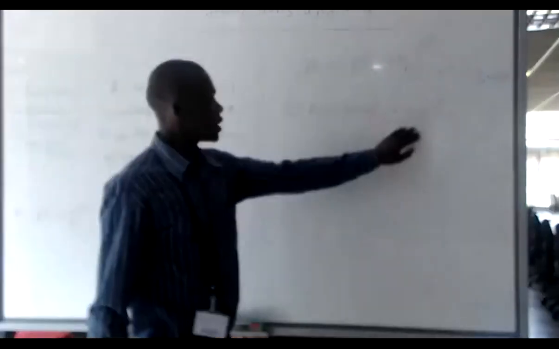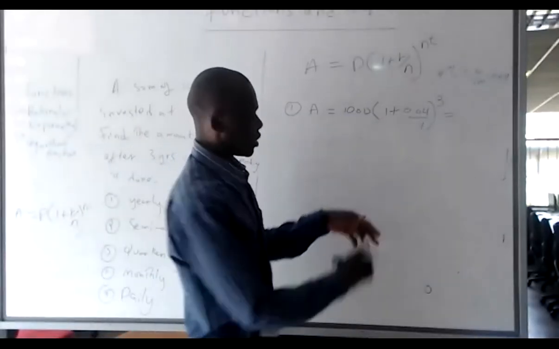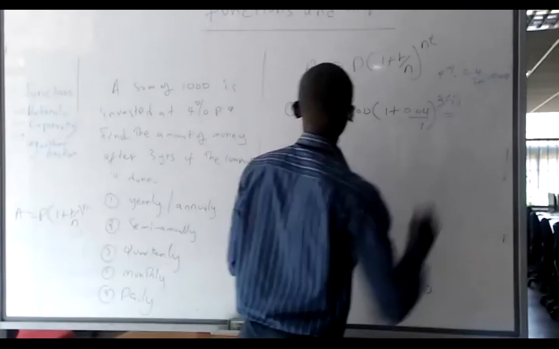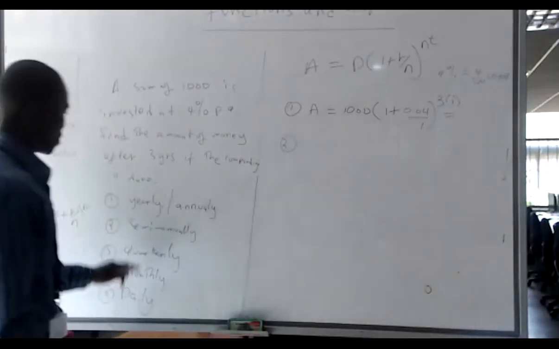The interest is 4% per annum. It's just 1 year, so N is 1. So put here, it's 1. Compute that, give me what you get.